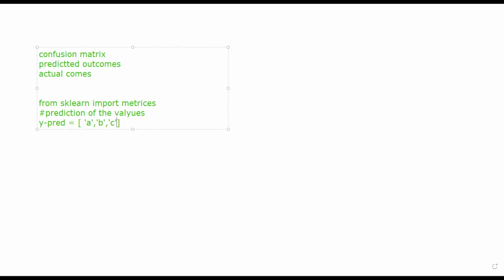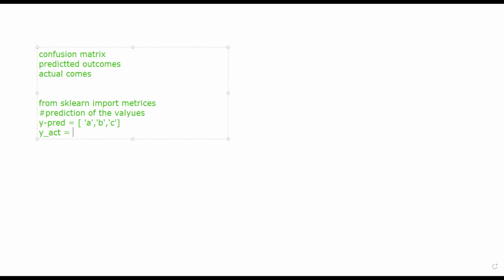And in y_actual, that also we are taking as a variable in the same format. For the confusion matrix we print metrics.confusion_matrix, then y_actual, y_predicted, and the labels will be a, b, c. So in that way we are doing the confusion matrix in Python.